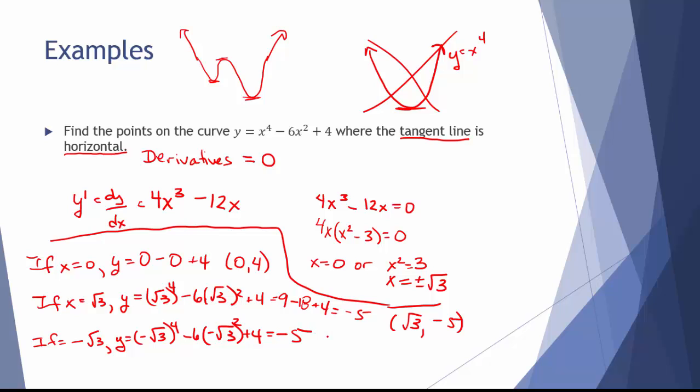So I should get negative 5 for that as well. So my last ordered pair is negative square root of 3, negative 5. Those are the 3 points on this curve where I expect to have a horizontal tangent line.